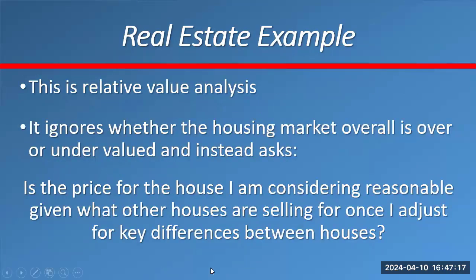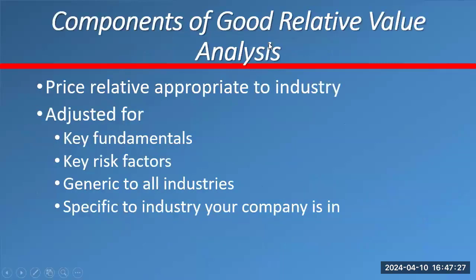So this is relative value analysis. It's not asking if the housing market's overpriced or underpriced. It's just figuring out if that house you're looking at is well priced. All right, so let's talk about it for stocks. So price relative, it has to be appropriate to the industry. You've got to make sure you have the right fundamentals, the right risk factors. You can be generic, but the more specific you can get to your industry, the better. It can get a little tough. If you're doing all retail stocks, you might say, hey, there are some factors I think are really, really important, but they only apply to 40% of the companies.